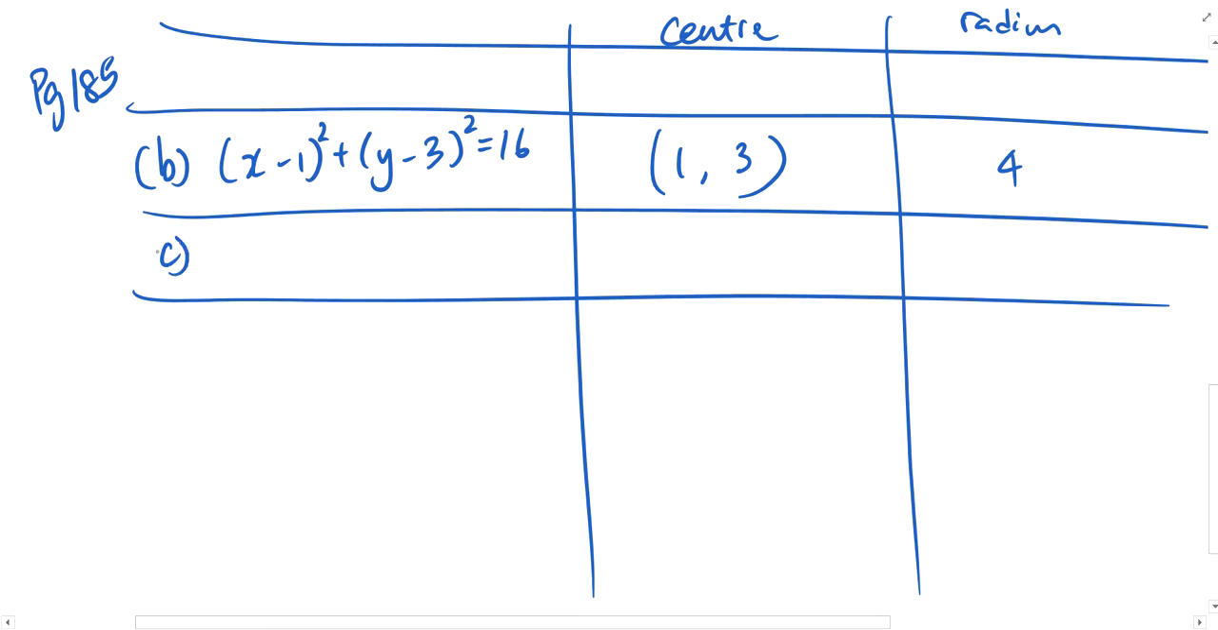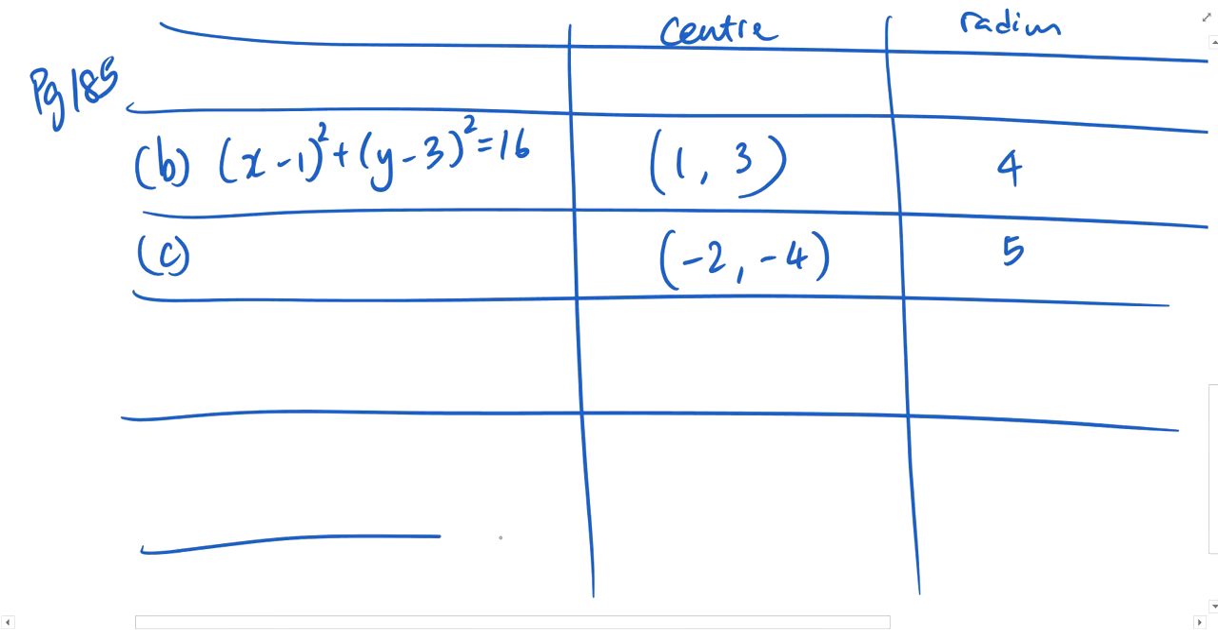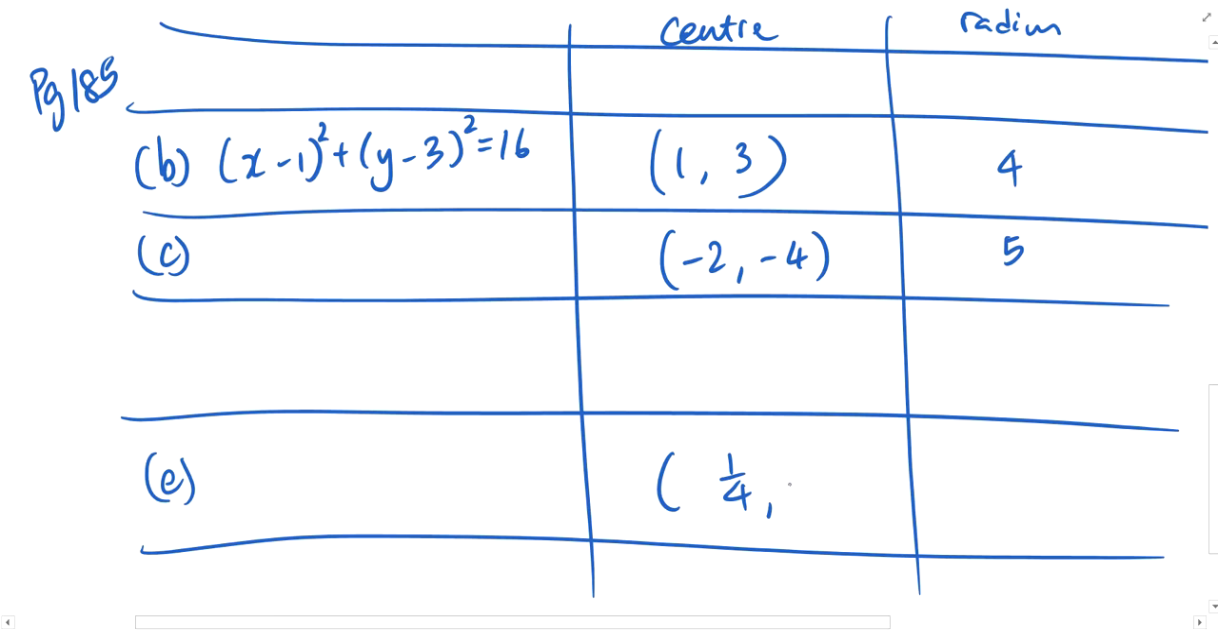Okay, part C. What is the center? And the radius? 5. Okay, let's skip part D. Let's go to part E. What is the center? (1/4, negative 1.5). Radius? 2. Okay, now I'm ready to go on to part D.